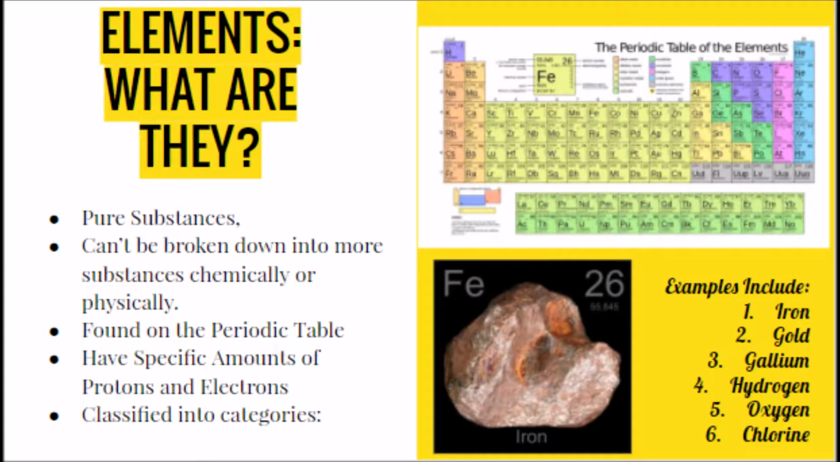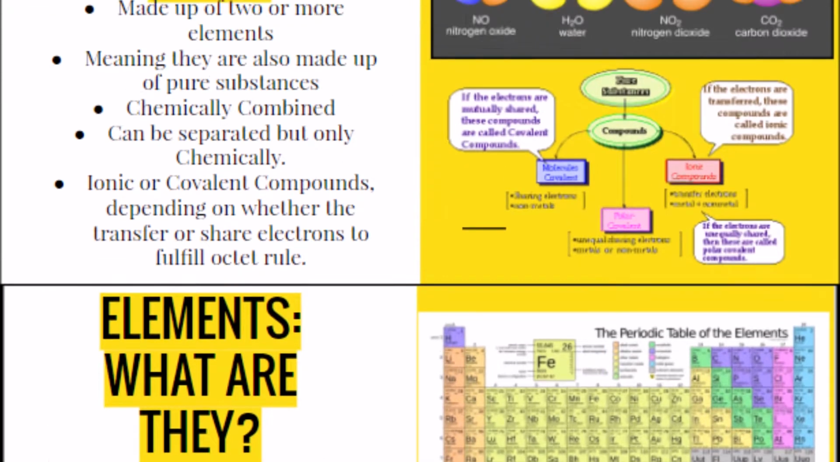Elements. What are they? Pure substances that can't be broken down into more substances chemically or physically. They're usually found on the periodic table and have specific amounts of protons and electrons. They are also classified into categories labeled in the periodic table on the right. Examples include things like iron, gold, gallium, hydrogen, oxygen, and chlorine.